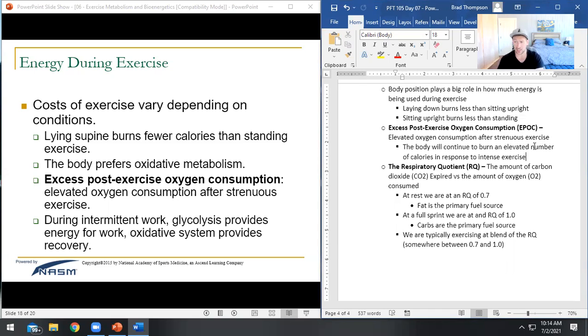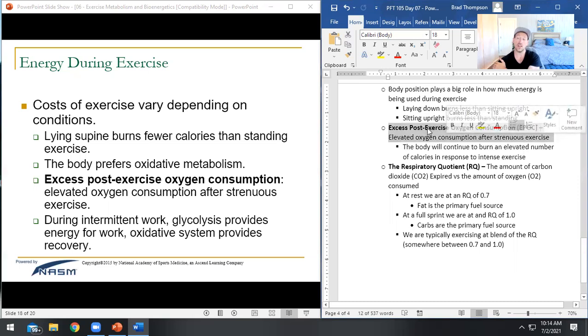So it's going to keep bringing in lots of extra oxygen in order to convert that lactic acid into energy, which is also why after exercise, sometimes you feel like you have more energy than when you first went to the gym. That's because all the lactic acid you generated is being converted into lots and lots of energy. So EPOC is this elevated calorie burn that happens after strenuous exercise. It's the time you take while you're catching your breath.